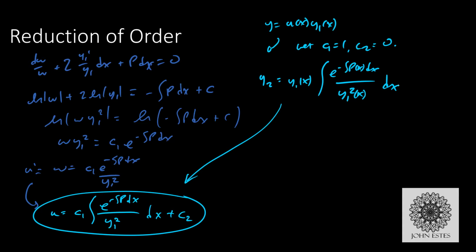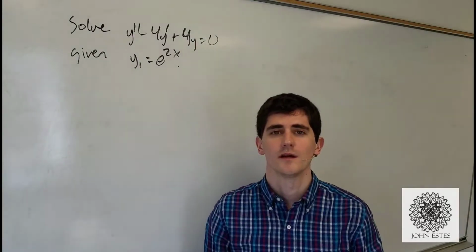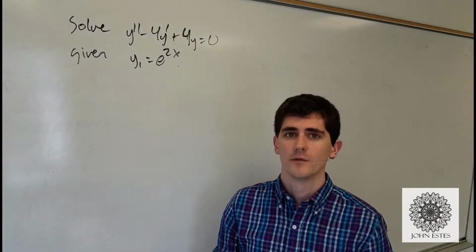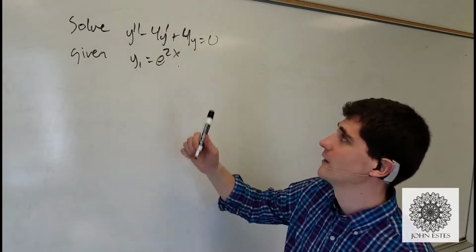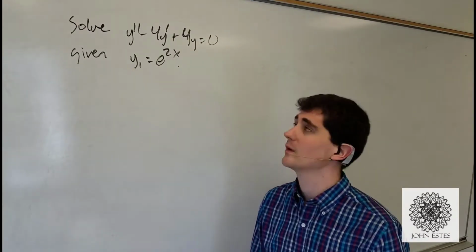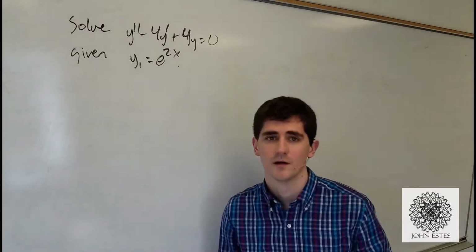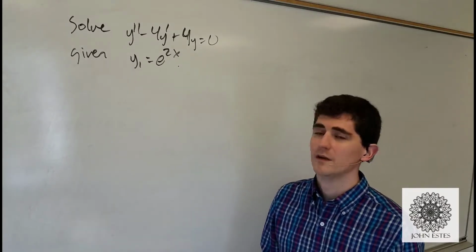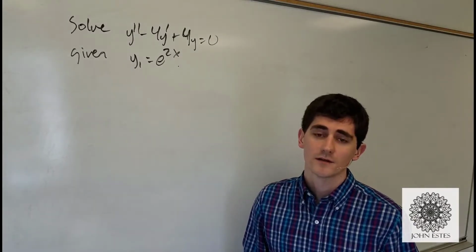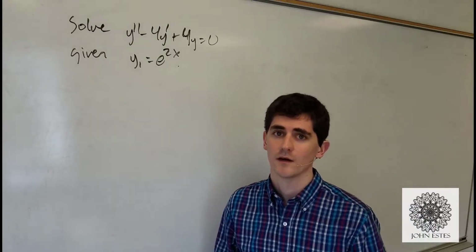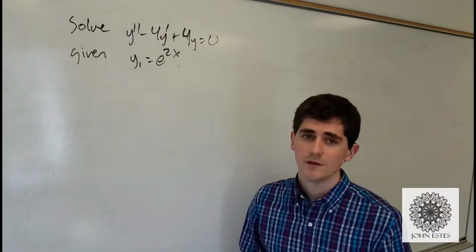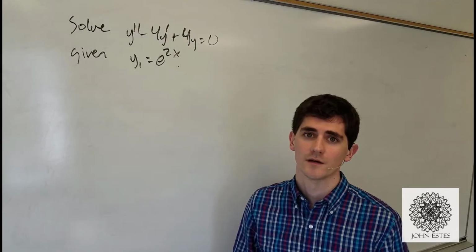Okay, now I'll try to illustrate this with an example so it makes more sense, but it is worth knowing the theoretical version of this and to be able to trace through it yourself. Okay, so now as an example on how to use reduction of order, I'm going to use this example here. We have: solve y double prime minus 4y prime plus 4y equals 0, and we're given that y1 equals e to the 2x. There are actually easier ways of solving this equation, but we need to use reduction of order to make sure our theory is sound.